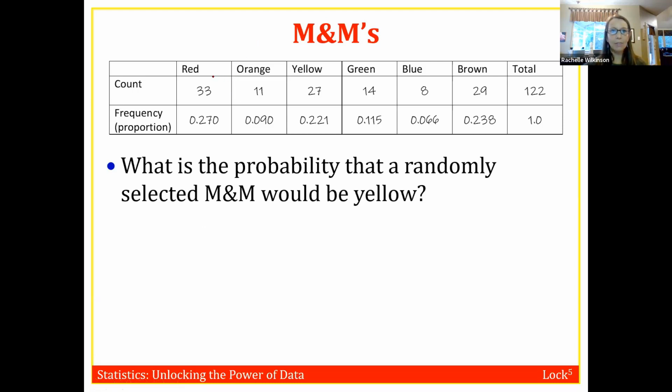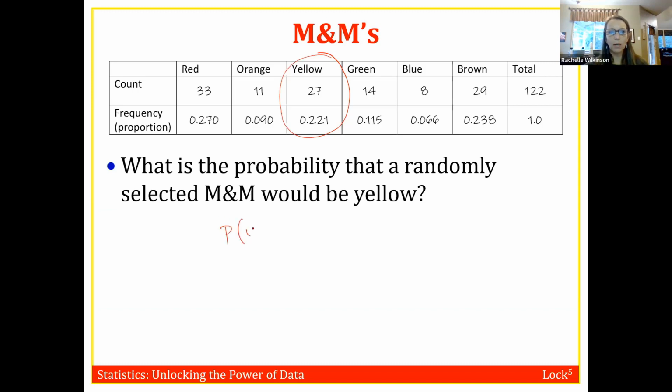All right, and my chart gives both the counts that we got, and then it converted those counts into a percentage already as well. So for example, if I look at yellow here, since that's the one I'm interested in, if I take that 27 divided by 122, then I would get my proportion of 0.221. So this one really is just as simple as reading the chart.